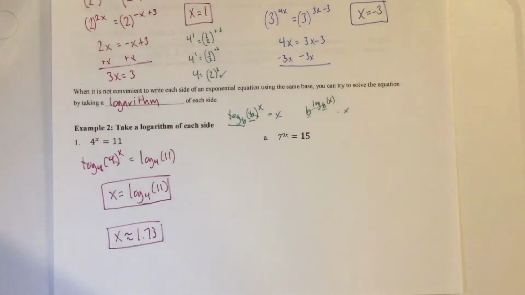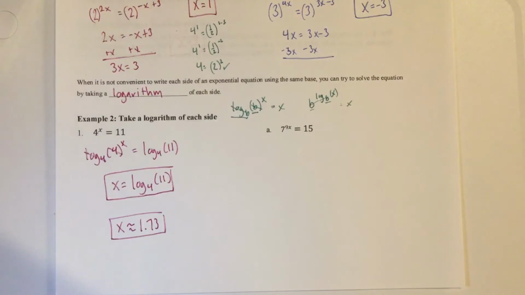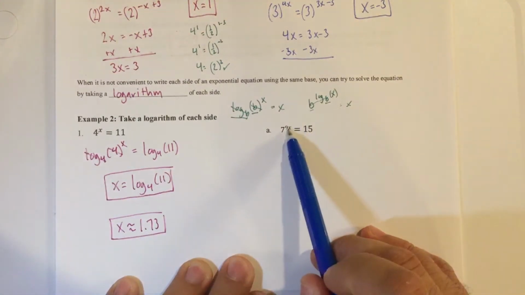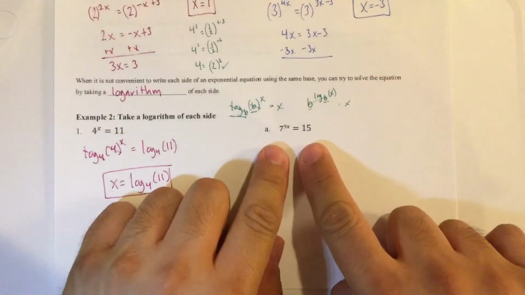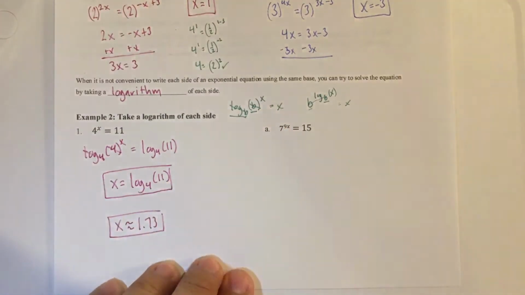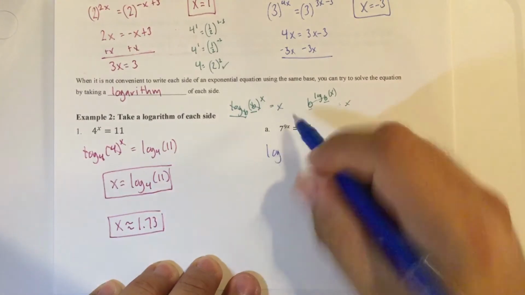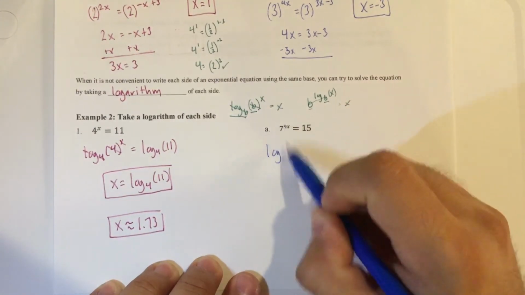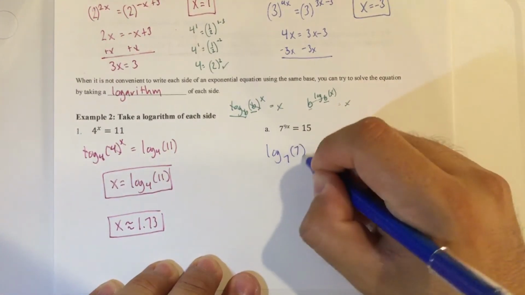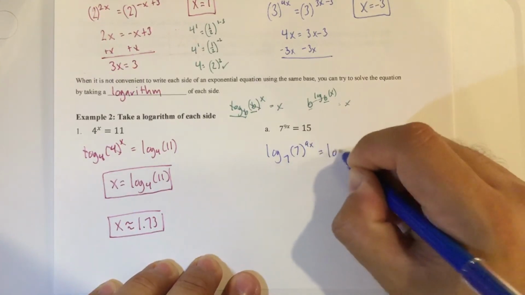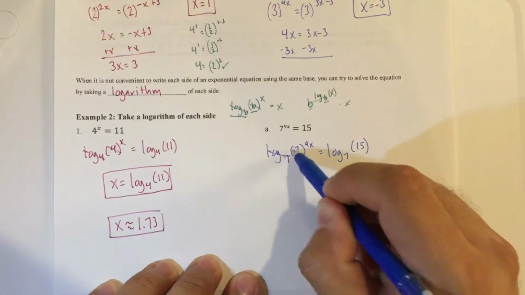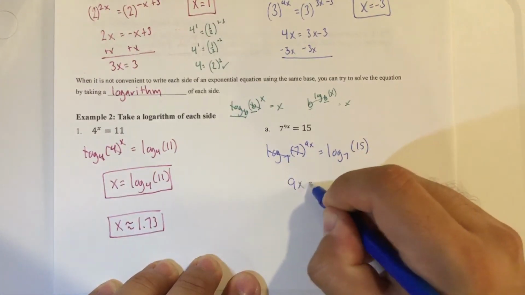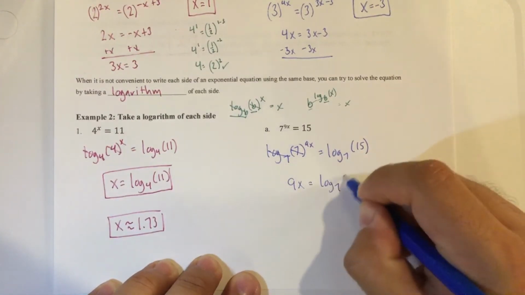All right, for the next one, we're going to apply the same concept, same process. I see I have an exponential, 7 to the 9x equals a constant. No common base can be found here. So since this has a base 7 for this exponential function, I'm going to use log base 7 on both sides. Okay, so these are inverses, so they cross out. So now I have 9x equals log base 7 of 15.